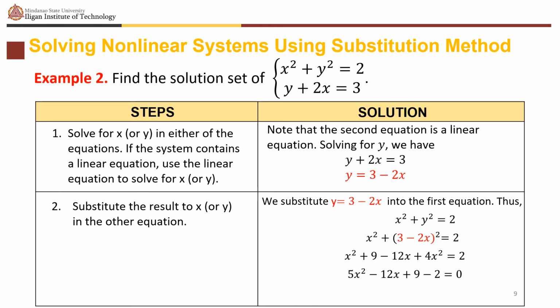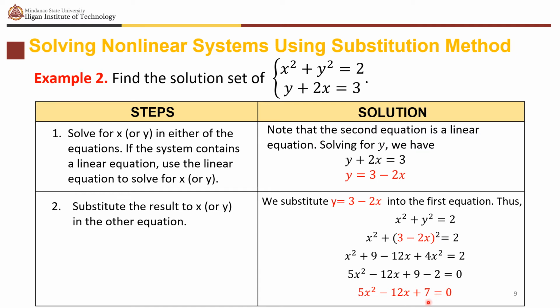And then we add similar terms so that we have 1x squared plus 4x squared. That will give us 5x squared. And we have minus 12x here. And then you have plus 9, you have minus 2. So that should give us the following. That is 5x squared minus 12x. 9 minus 2 is 7.